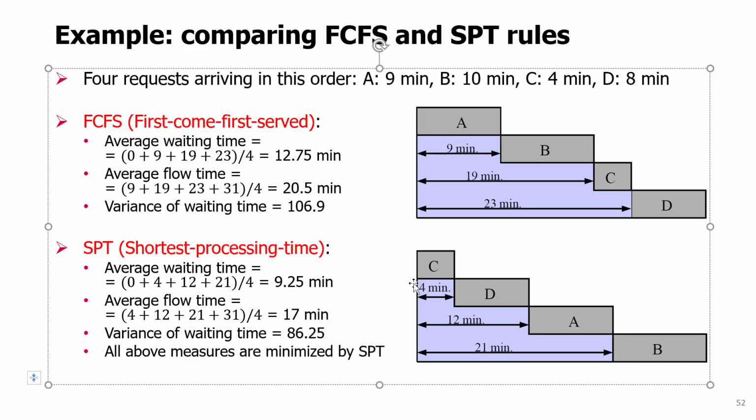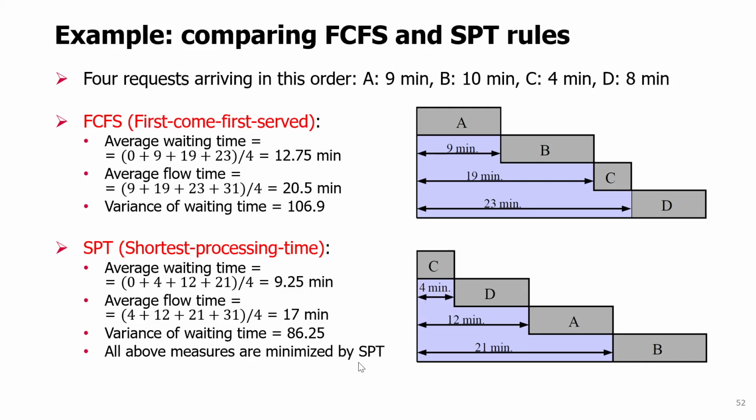Now, if you apply the shortest processing time, you have to sort these customers. So if you have all 4 of them available from the beginning, I will say, well, 4 minutes is shorter than everything else. I will serve customer C first, then D 8 minutes, then A 9 minutes, and then B 10 minutes. If you do this, the waiting times are 0, 4, 12, and 21. So the waiting time on average is 9.25 minutes, and you see that is less, and actually not much less, but significantly less than 12.75. Average flow time is also reduced from 20.5 to 17 minutes, and variance is also reduced.